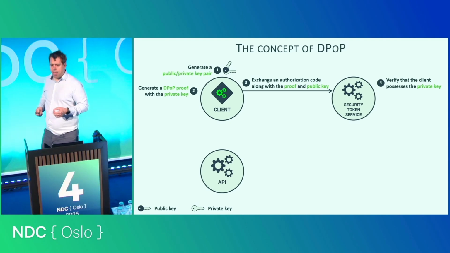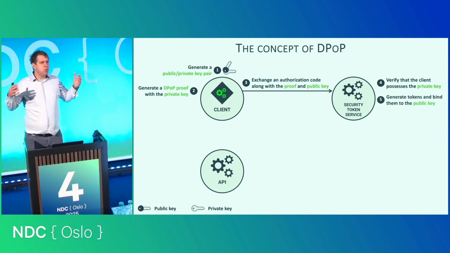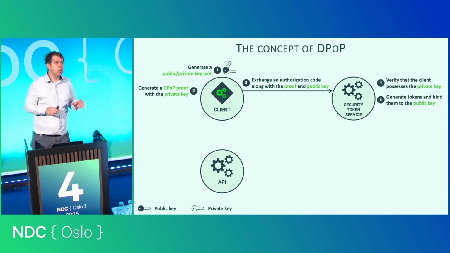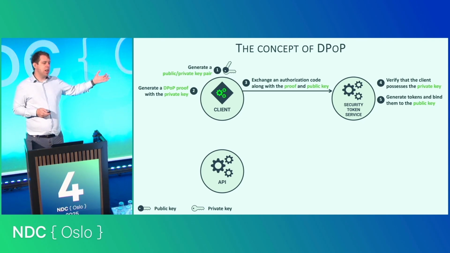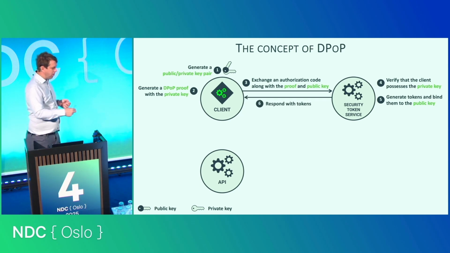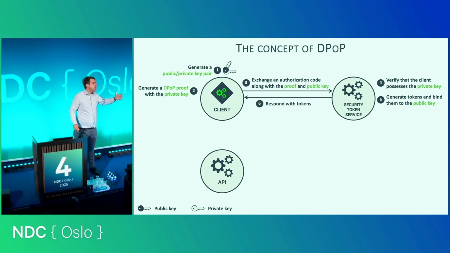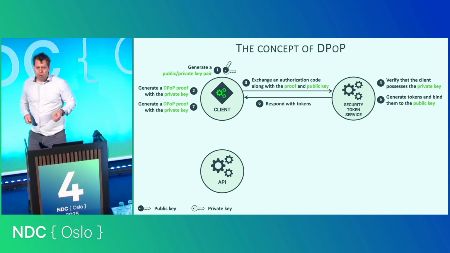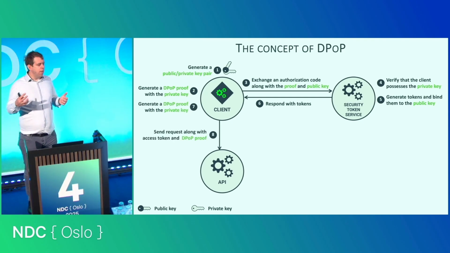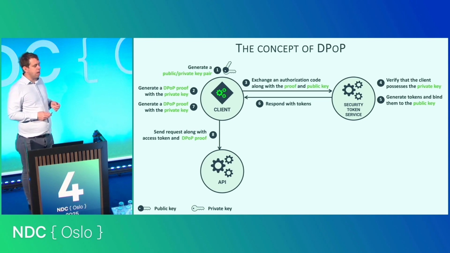If that's the case, the STS will give you sender constraint tokens. It will basically embed the public key inside the access token and give you that access token. That's now a sender constraint token, meaning that we have to prove possession of that private key when we use that against an API. So we want to call an API, what do we do? Same thing, we generate a DPoP proof in step number 7. We sign that proof with our private key and include it along with our access token on the actual request. All right, off we go.